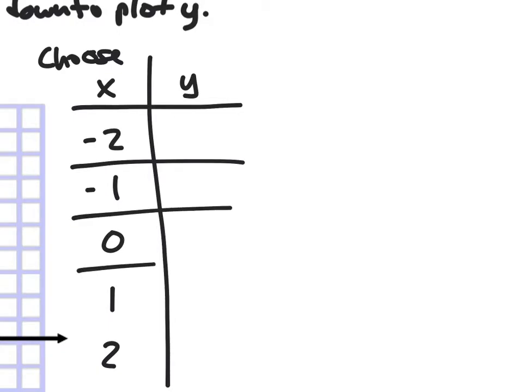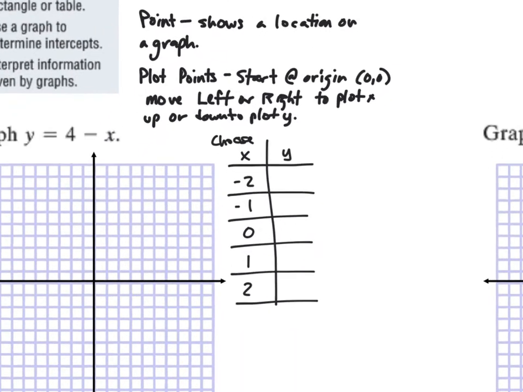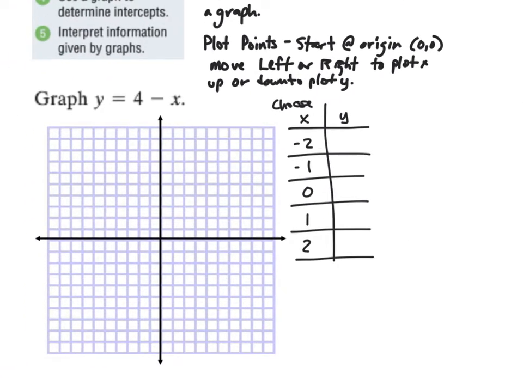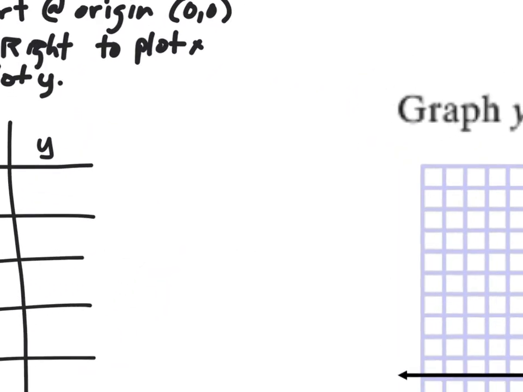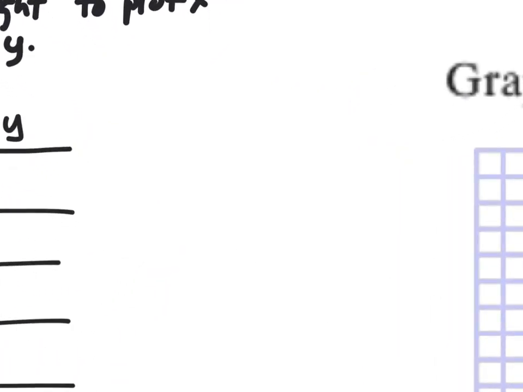What I'm going to do with these is plug them into my equation, substitute them in for x, and it will generate me a y value, okay? So I choose x values, I substitute them into my equation, and it gives me my y values, all right? So let's go through, what is this, y equals 4 minus x. Okay, so that's my equation. So I've got y equals 4 minus x.